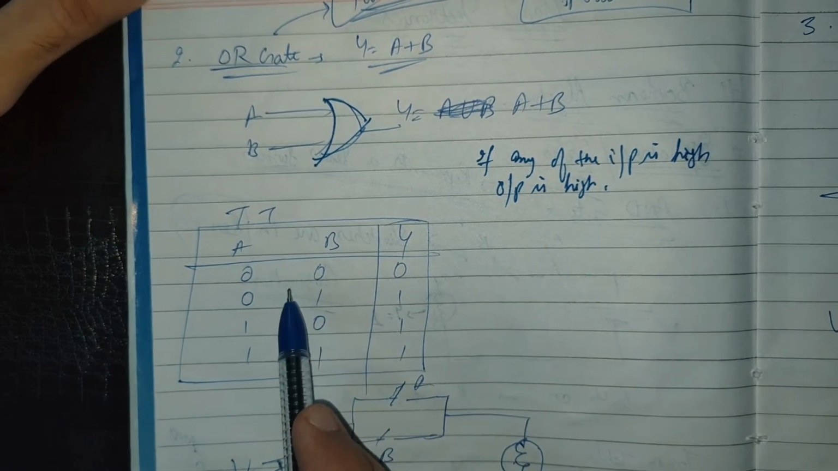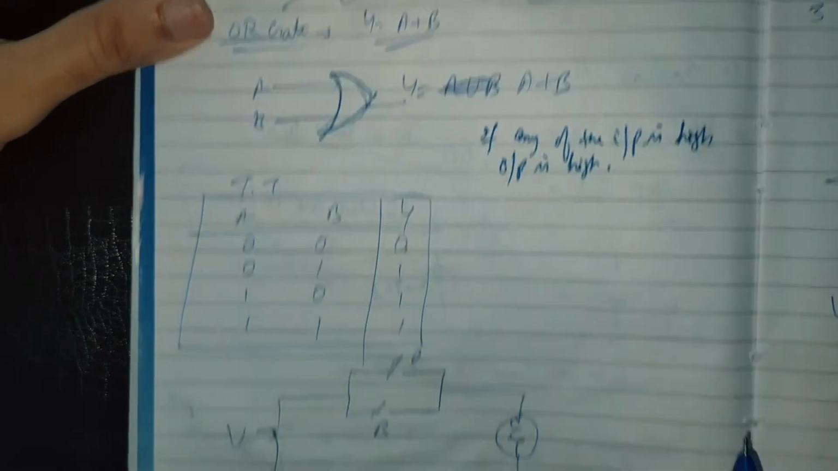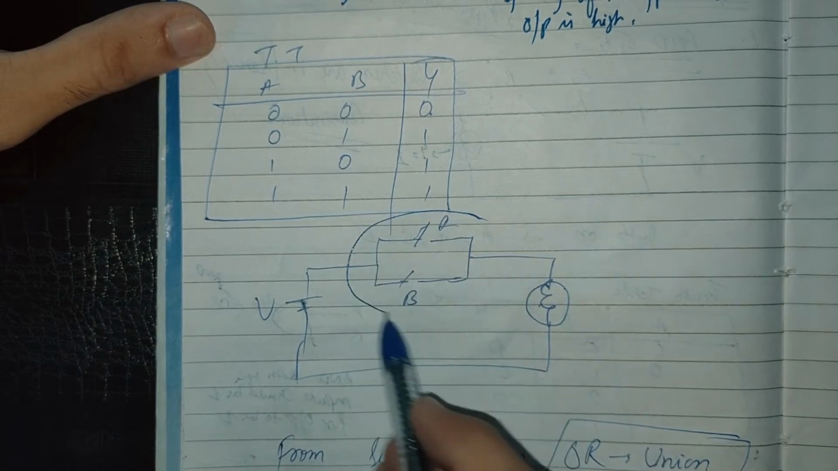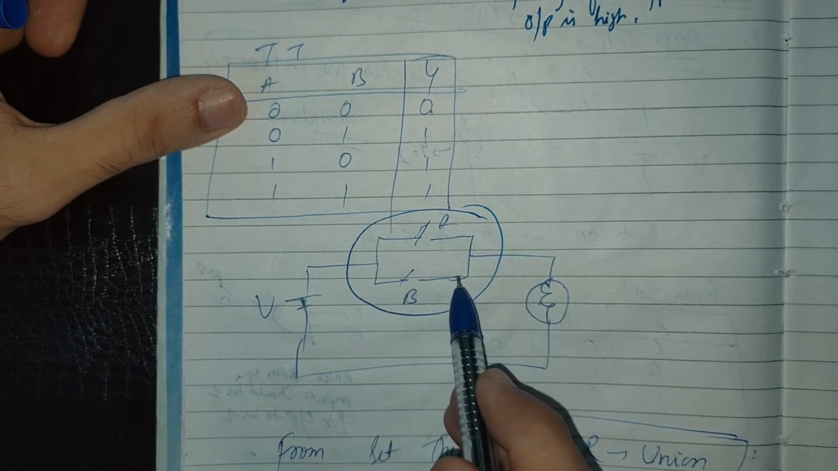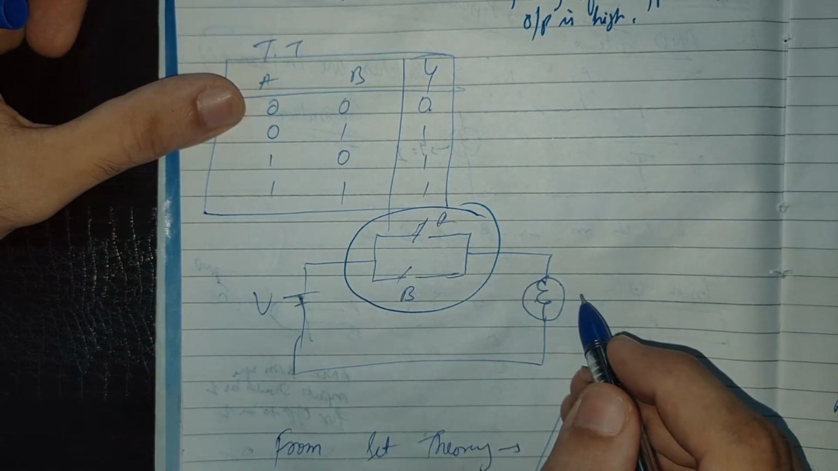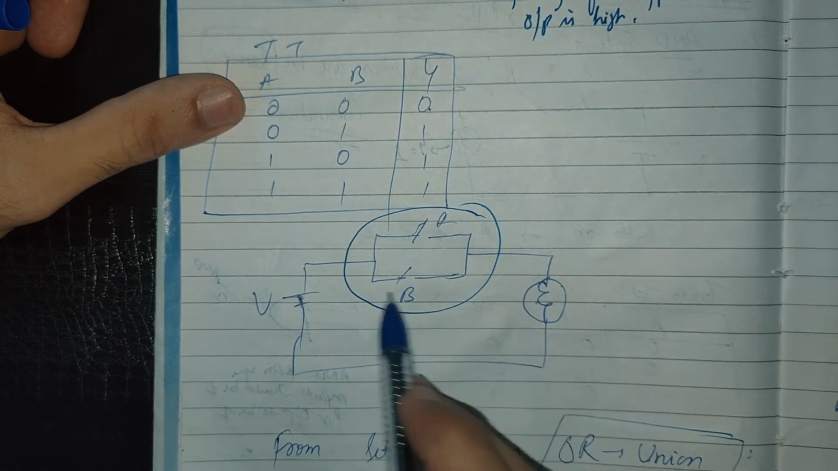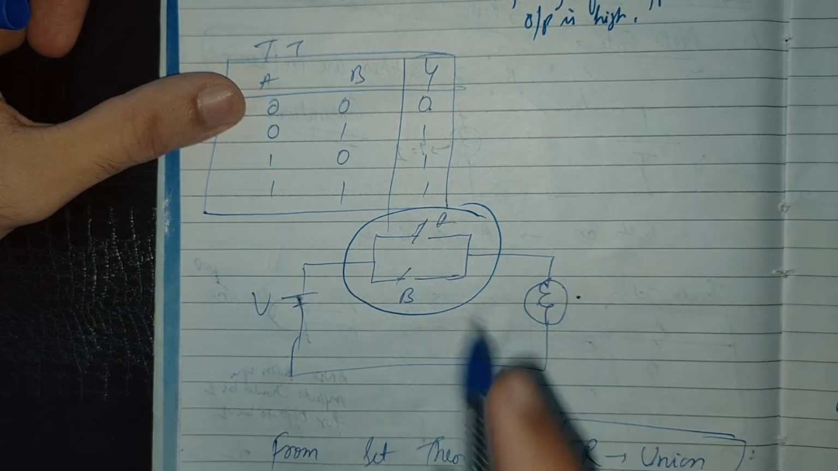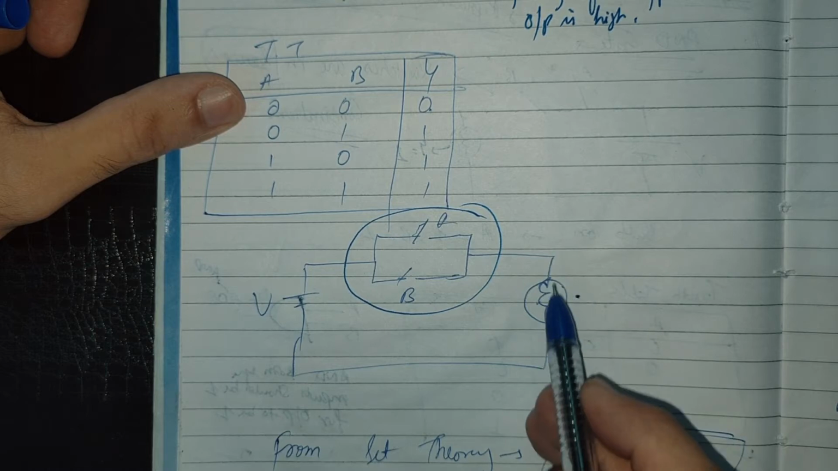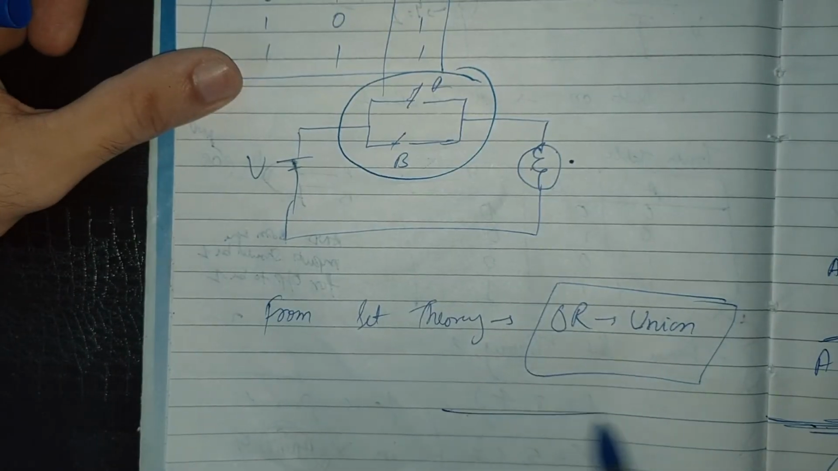So the truth table would be 0 for 0 0, and elsewhere, where either of the inputs is 1, the output is 1. So we can see that this is a combination of parallel switches. If both are 0, then the current cannot flow through either branch and the output through the load would be 0. But if any of the switches is 1, then the current will flow through that path and the output would be 1. If both are 1, then also the current will flow through the load and the output would be 1. From set theory, the OR is represented as union.